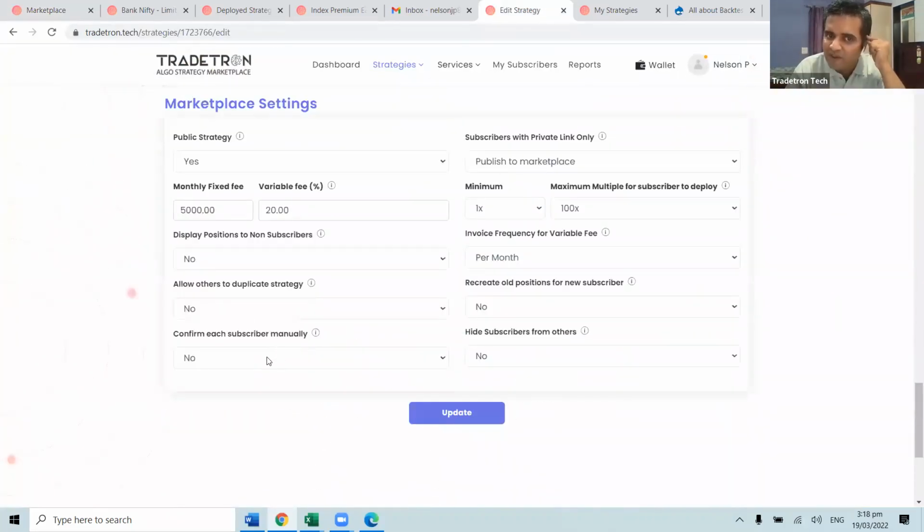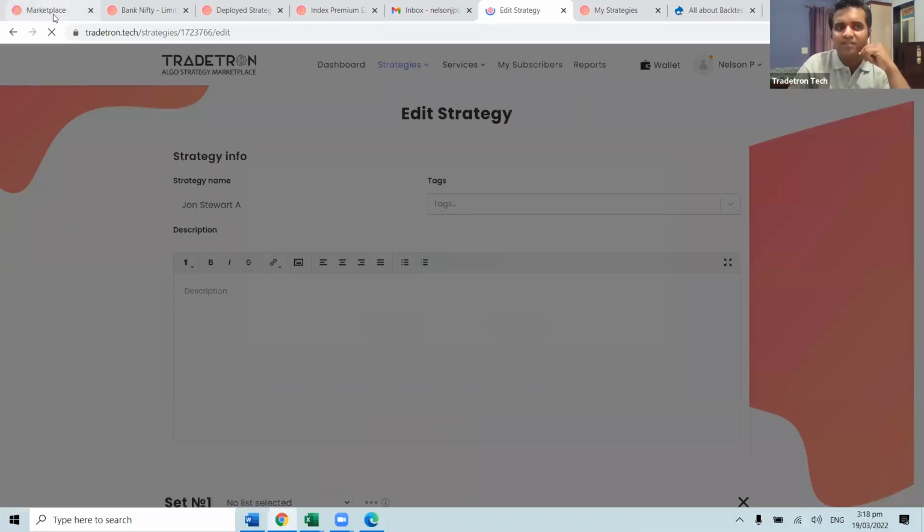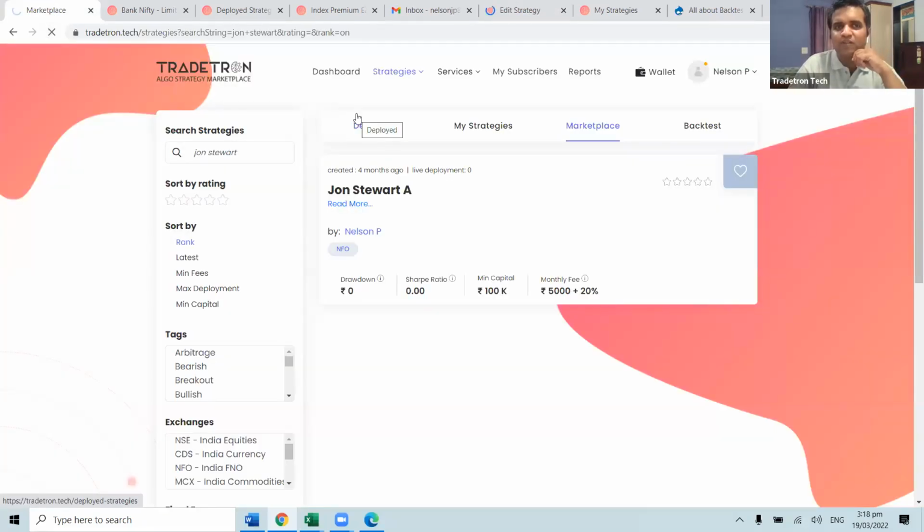Okay. Now, if I want to share this strategy only with specific clients, and I want to know that this particular person is trustworthy, and I want to let him use my strategy, then I can change this to yes. So when you say confirm each subscriber manually, I will update this. What will happen is in marketplace, as you can see, it will give me a key to send request. So over here, what it means is that any user, if he wants to use this strategy, first he will have to send the request.